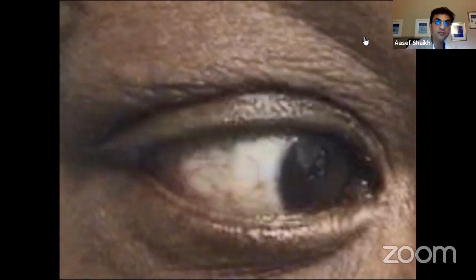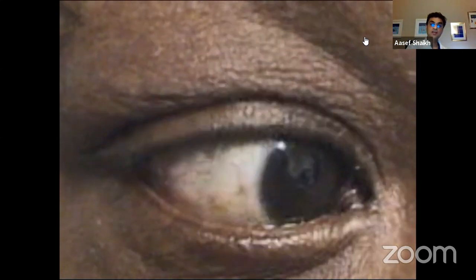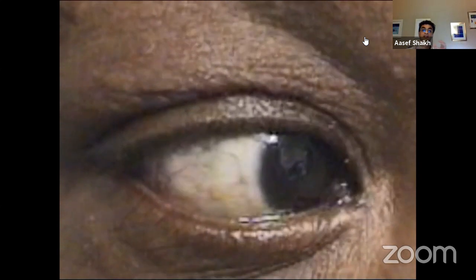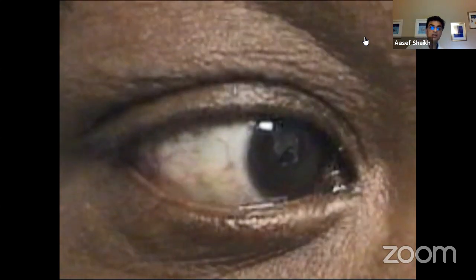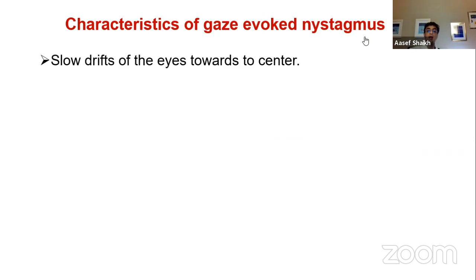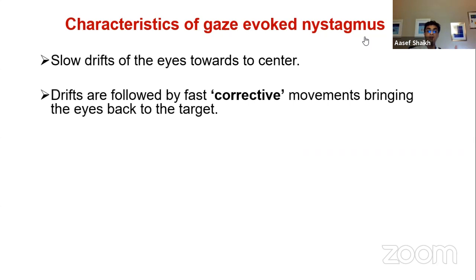Of course, there are a few characteristics of the gaze evoked nystagmus, and I will outline them. Like you saw in that video, there are slow drifts which pull the eyes towards the center, right? Then these drifts are always followed by a rapid movement, which are corrective movements, which bring the eyes back to the target. The drifts are minimal at one position. Typically, in most cases, it is at the center, which is the null position.